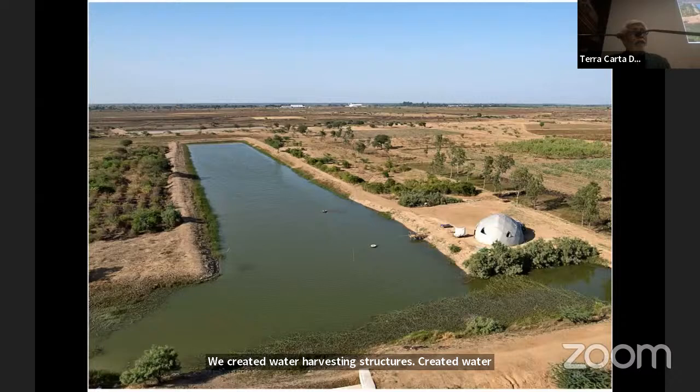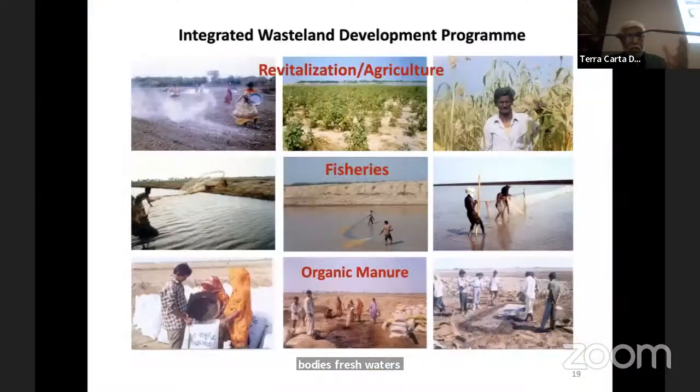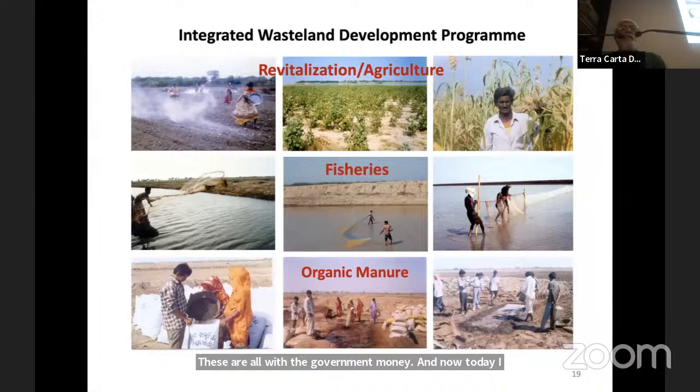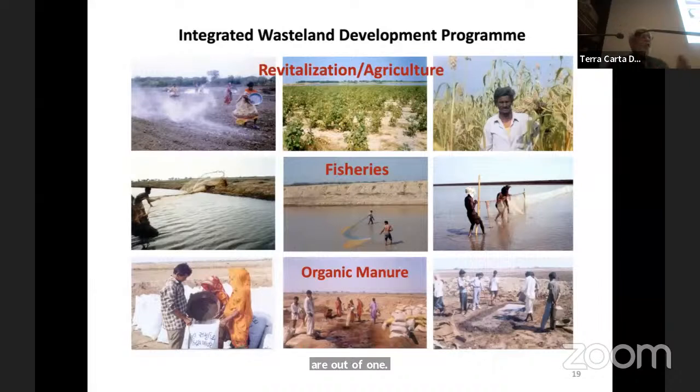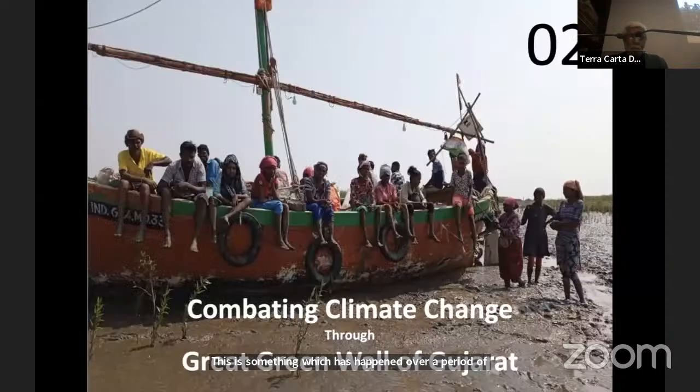These are all with the government money. And now, today, I am very proud and happy to say that all 3,000 families are out of bondage. This is something which has happened over a period of the last 20, 30 years.